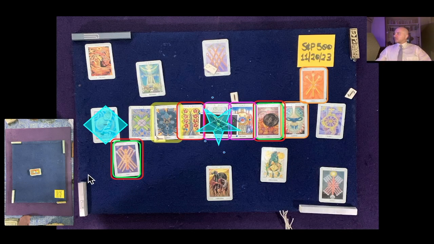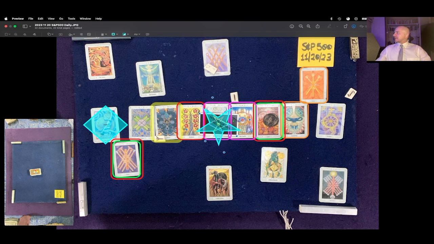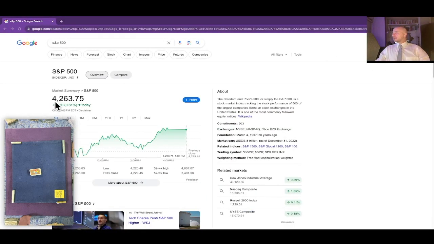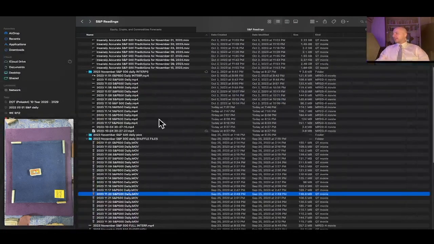This is the S&P 500 one-day reading for November 20th, 2023. It's currently October 4th, 2023, 8:27 p.m. Eastern Time. The S&P 500 is currently 4,263.75, and the shuffle video we're about to play was created on September 25th, 2023 at 2:49 p.m. Eastern Time. That's this video right here.